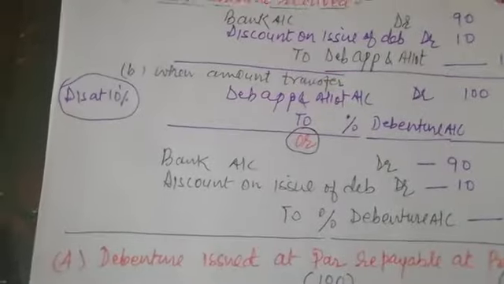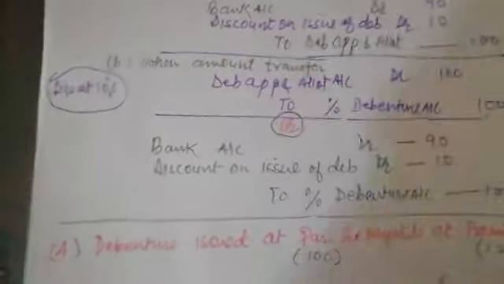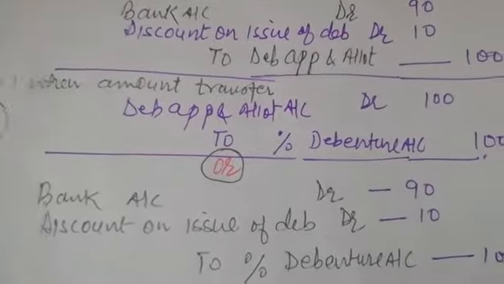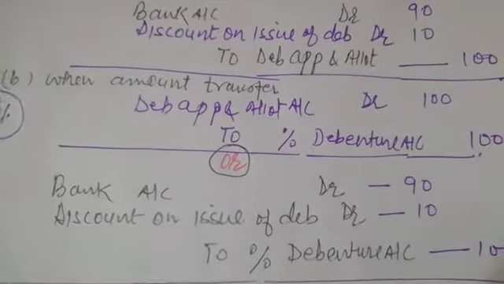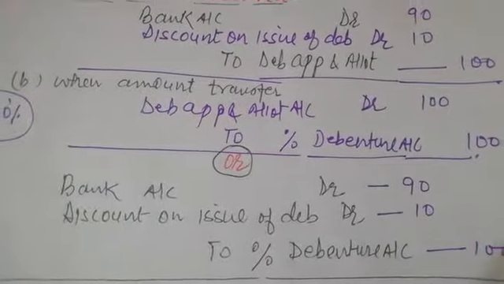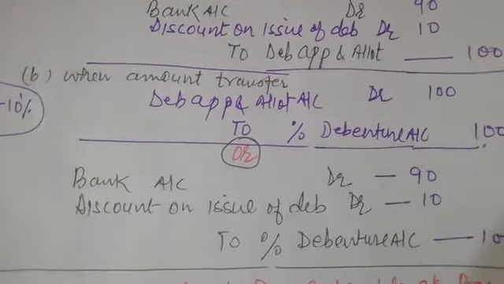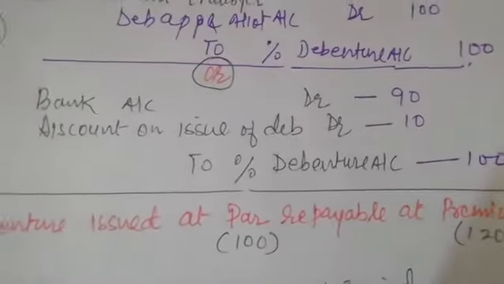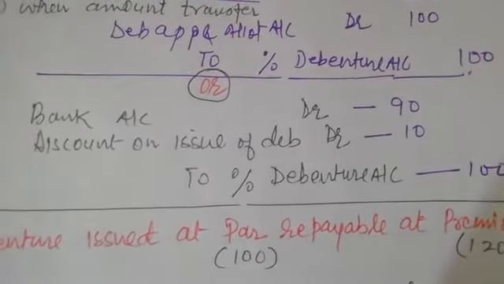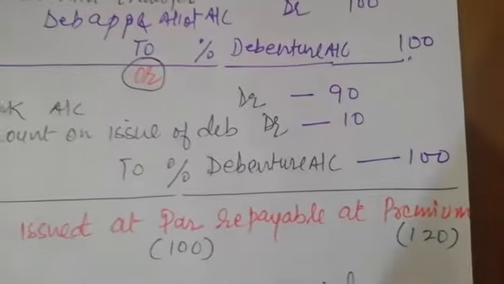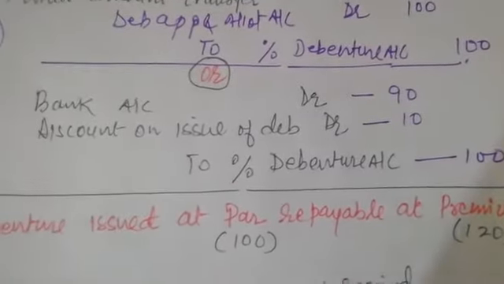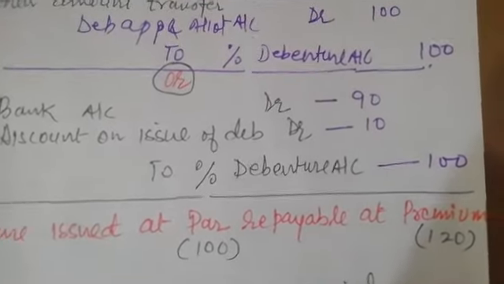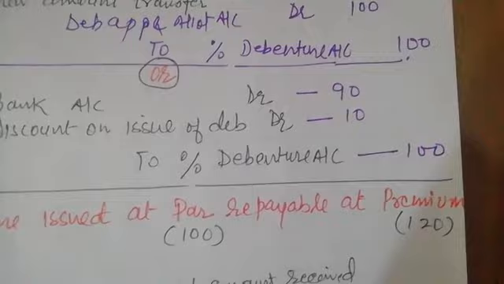And the next entry, for the amount transferred to debentures account, will be Debenture Application and Allotment Account debit to percent Debentures Account. If we go with the single entry in this case, the general entry will be Bank Account debit, Discount on Issue of Debentures Account debit, to percent Debentures Account. You will see here the amount in bank is 90, discount on issue of debentures is 10, and the percent debentures is the face value of debentures.